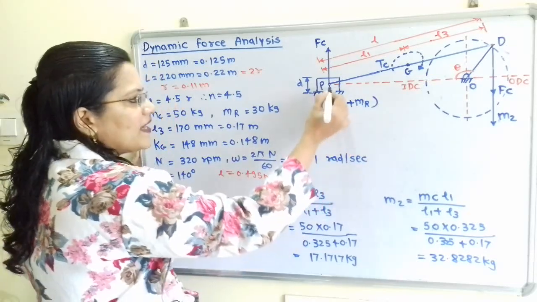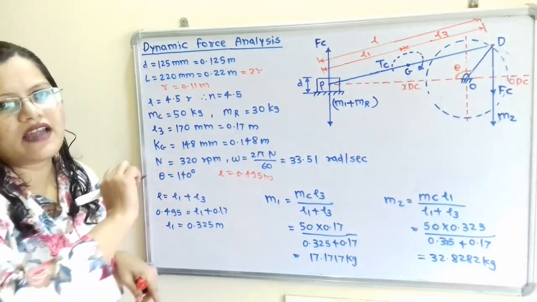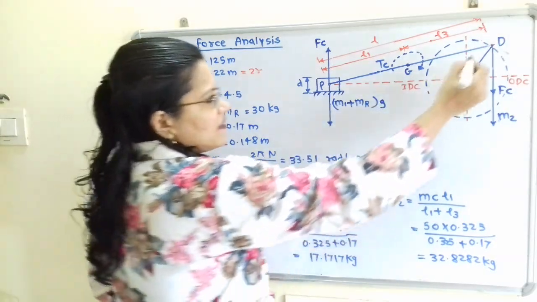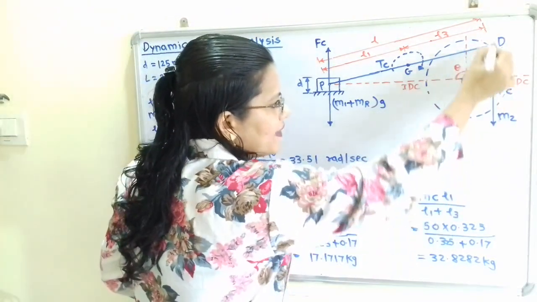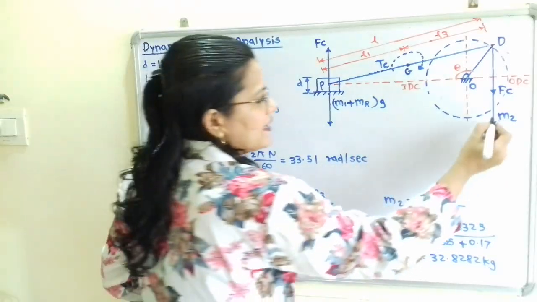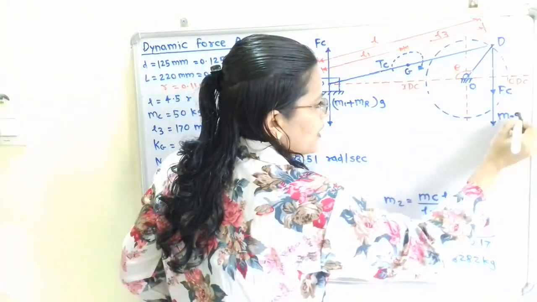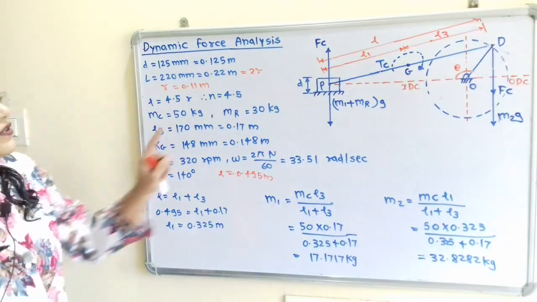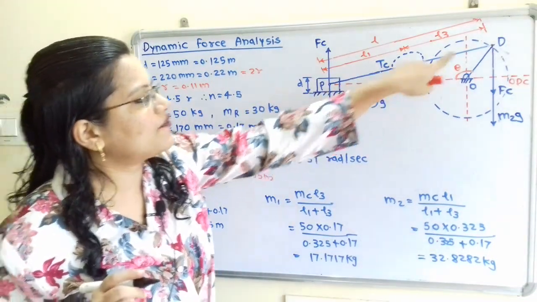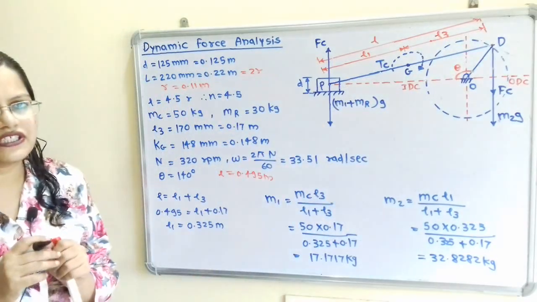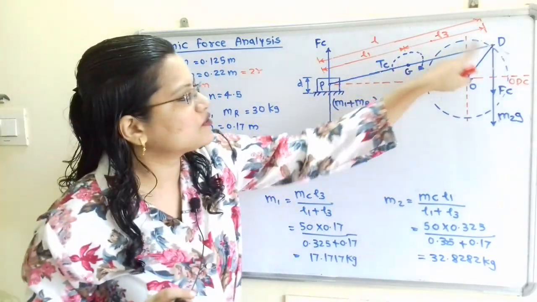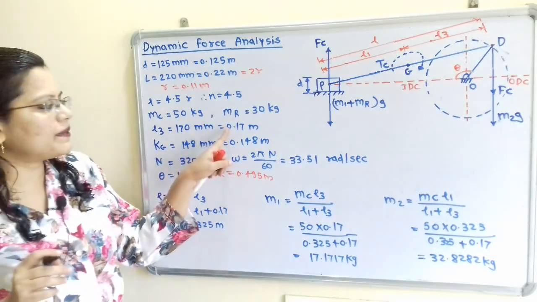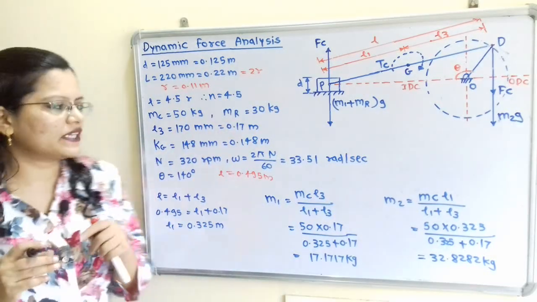Now we know that weight always acts in vertically downward direction, so we have to multiply here with g. Now at this point D also, weight always acts in vertically downward direction, so we can say that this is m2g. Now the distance of the center of gravity point from this crank pin is mentioned. This distance is known as L3. So L3 is given 170 mm, which is equal to 0.17 meter.